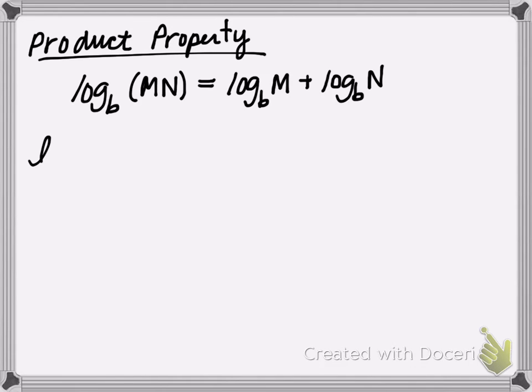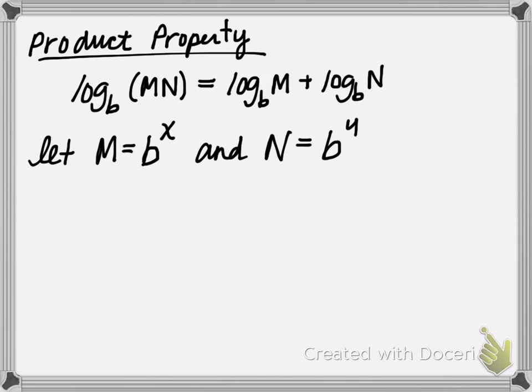Let's let m be some exponential function. And since the logarithm is base b, I'm going to choose a base of b here as well. So let's say that m is actually b raised to some unknown power, just call it x. And let's also say that n, the second piece of that argument, is also a base of b raised to some power. I'll call it y. So they're both little exponential functions.